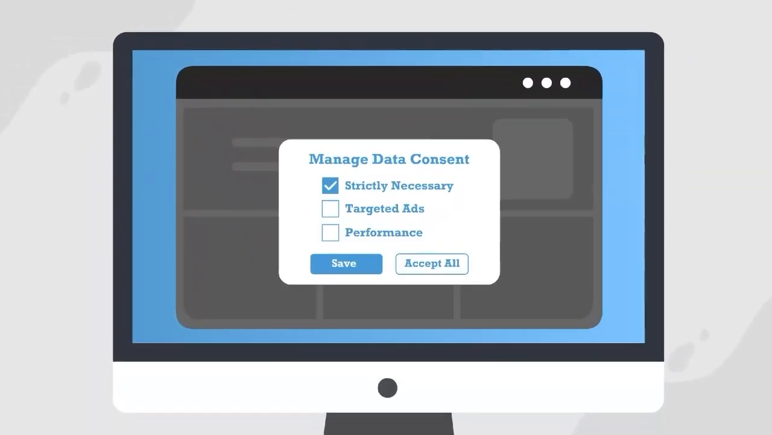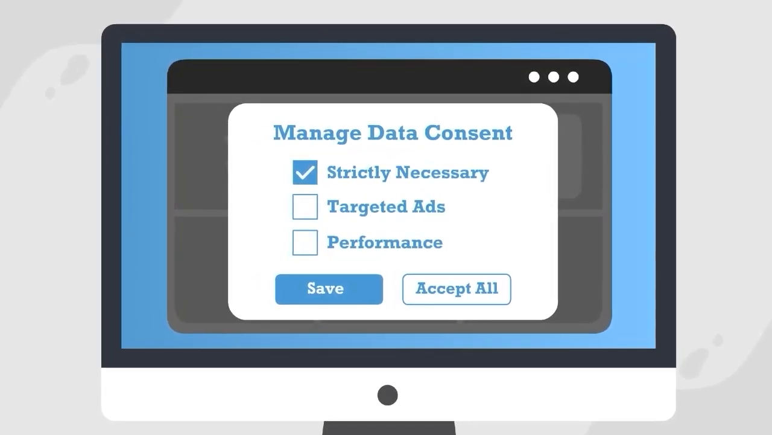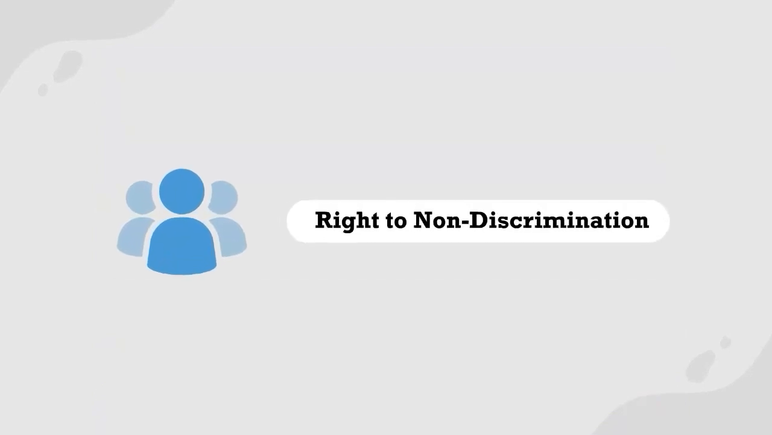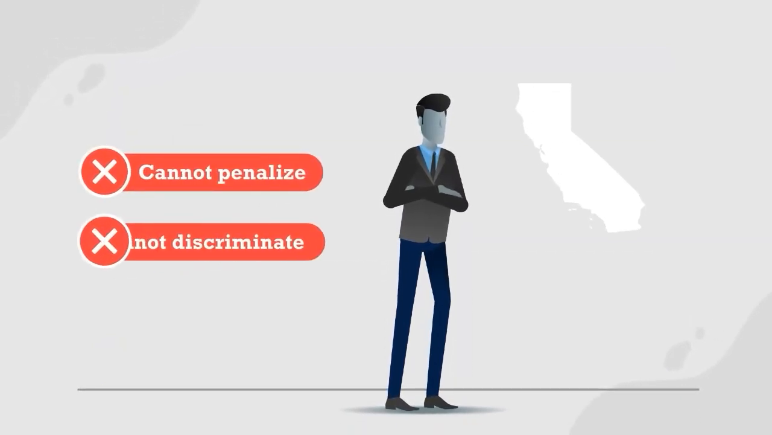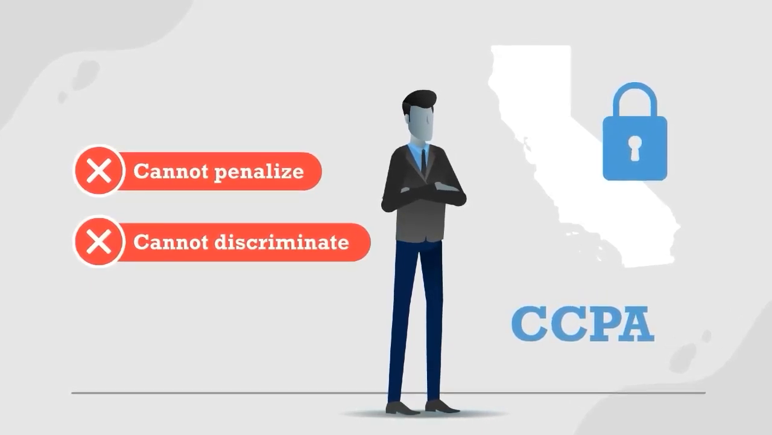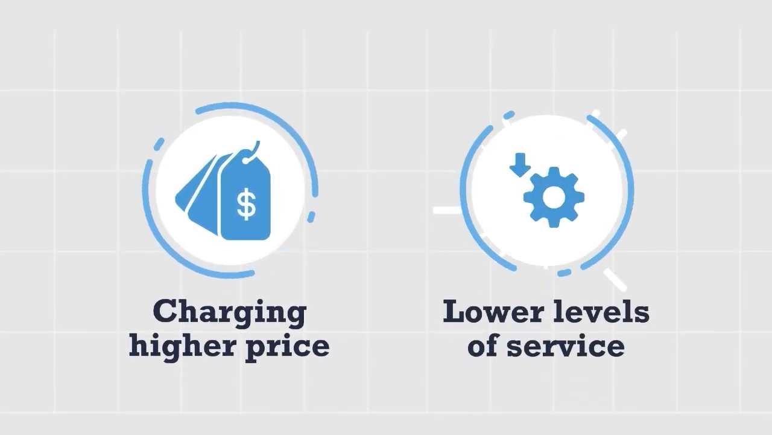Right to limit. You can direct businesses to only use your information for limited purposes, such as providing you with the services you requested. Right to non-discrimination. Businesses cannot penalize or discriminate against consumers for exercising their rights under the CCPA, such as charging higher prices or offering lower levels of service.